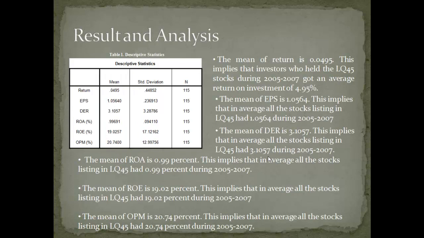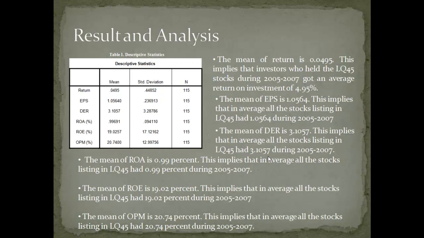Result analysis. The first table here is just descriptive statistics. The mean of return is 0.0491. This implies that investors who held the LQ45 stocks during 2005 until 2007 got an average return on investment of 4.95%. The mean of EPS is 1.0564. This implies that on average all the stocks listed in LQ45 had 1.0564 during 2005 until 2007.